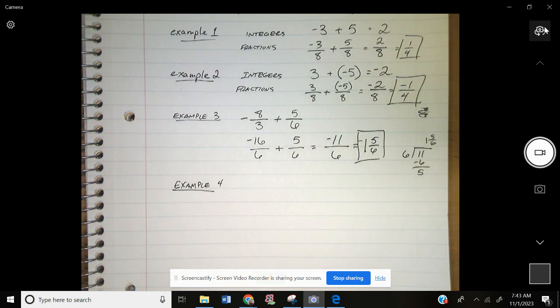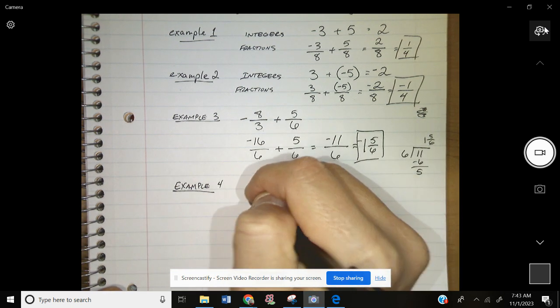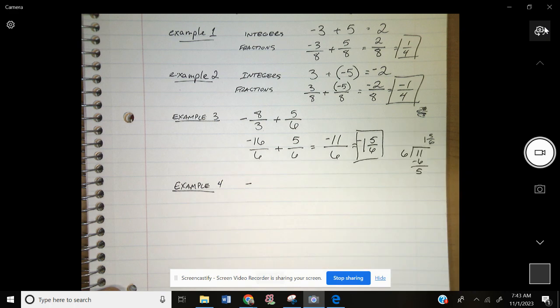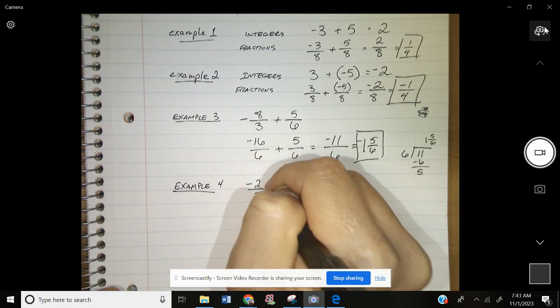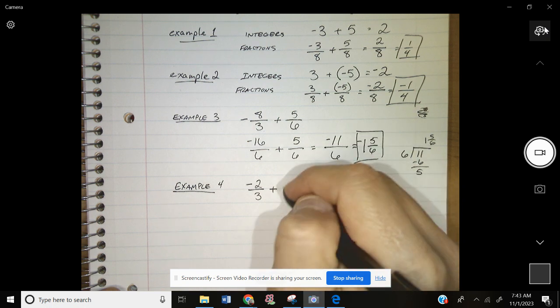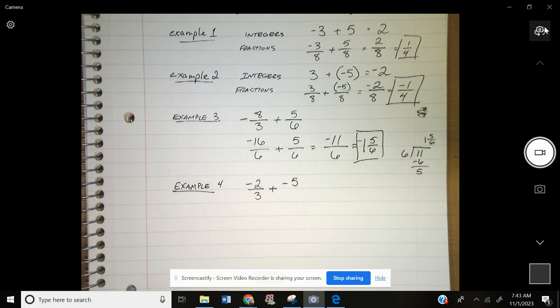So there's a lot of things that the book is assuming that you know how to do. Let me do something. We're just going to do one with a couple of negatives. I'm not even going to use the book's example. I'm going to say negative 2/3. And I'm going to add to that a negative 5. Oh my goodness.